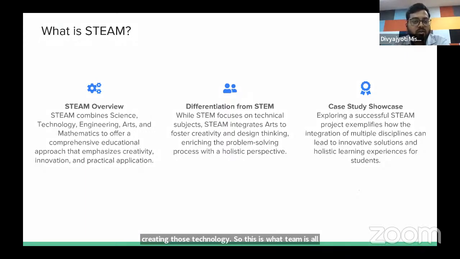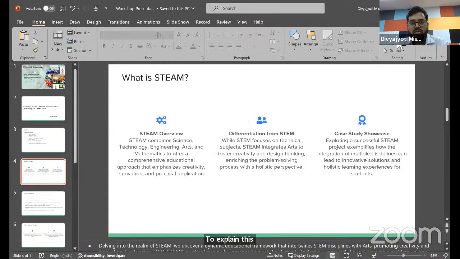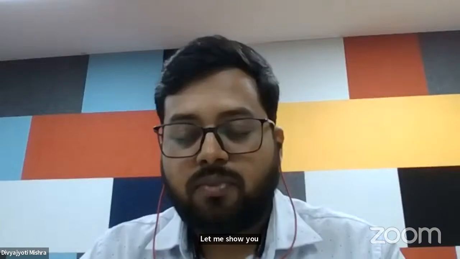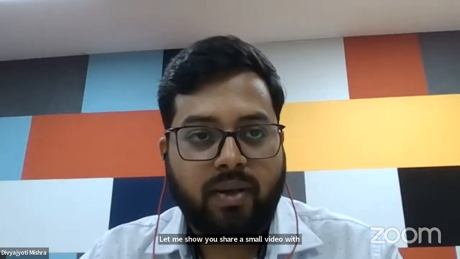STEAM is not four subjects or five subjects, that is science, technology, engineering, art, or mathematics. It's a combined, inculcated subject which can address all these things in a combined manner so that a student can understand the scientific concept in a deeper manner. At the same time, they can understand the application of those concepts in real world scenarios. So this is what STEM is all about. To explain this concept a little deeper, let me share a small video with you, which will explain this STEM concept in a better way.